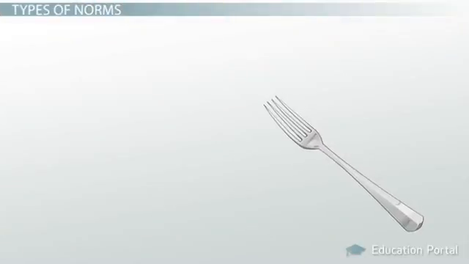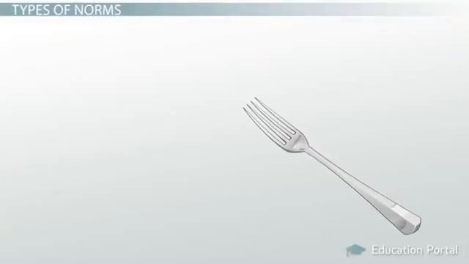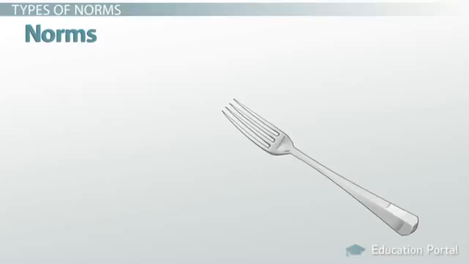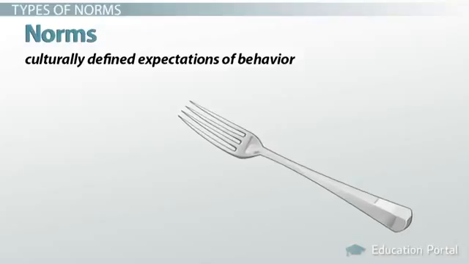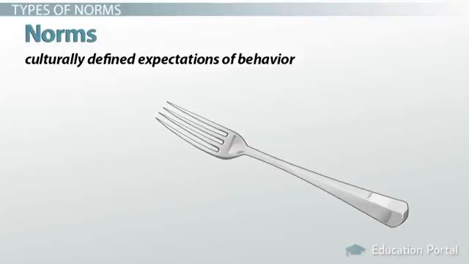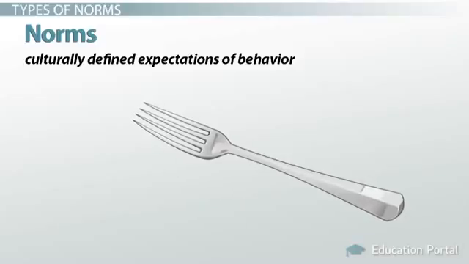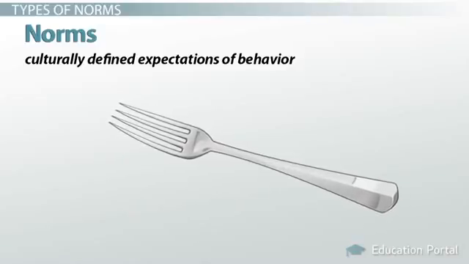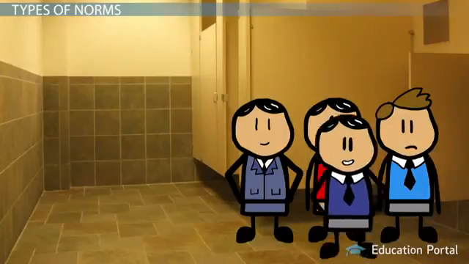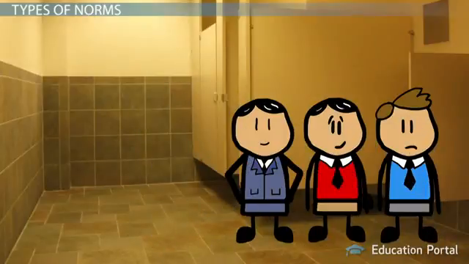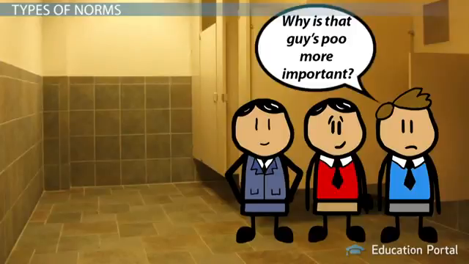The last element of culture we'll discuss in this lesson is a collection of norms. Norms are culturally defined expectations of behavior. They are guidelines we use to determine how we should behave in any given situation and what would be considered inappropriate behavior. For example, we know that we should stand in line to use the restroom without even thinking about our behavior. If someone cuts in front of us, we are certainly irritated, if not angry, that the other person has not followed the norms of our culture.